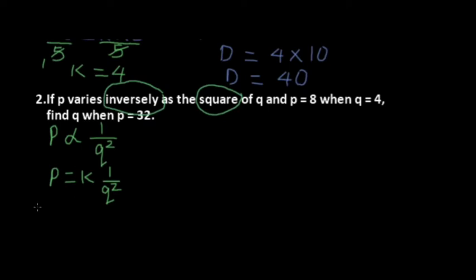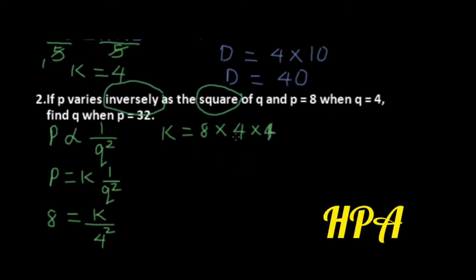From the question, P equals 8. K times 1 is K. So my Q is 4, so we have 4 squared. So in that case, K will now be equal to 8 times 4 times 4. So what do you think 8 times 4 will be?